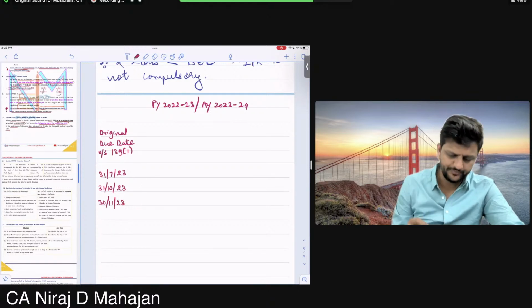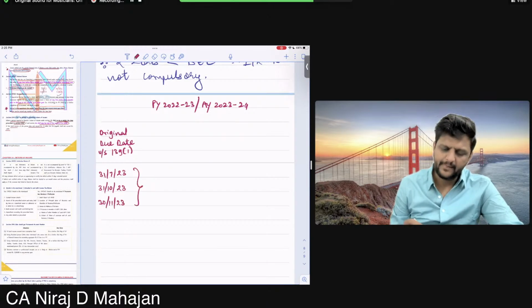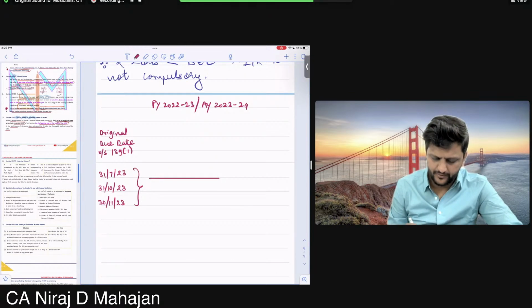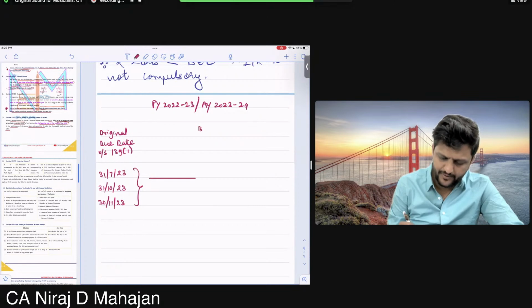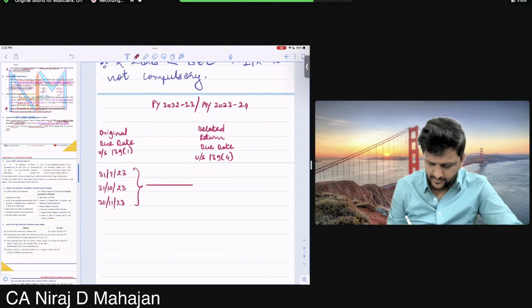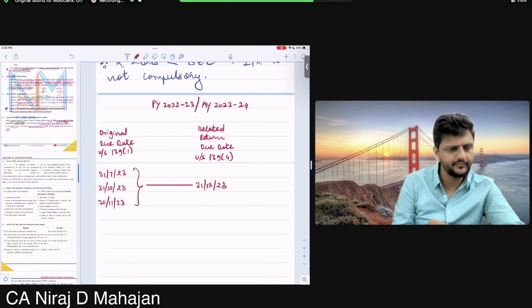If you miss this, bachcho, then you can file under what? Belated return, है ना? Belated return due date under section 139(4). For all of them, bachcho, what? All of them, 31st December 23. Already clear?